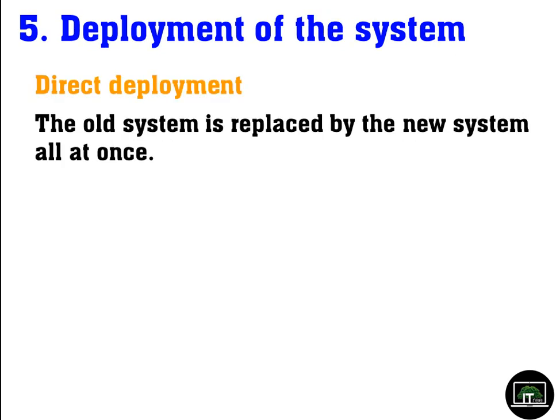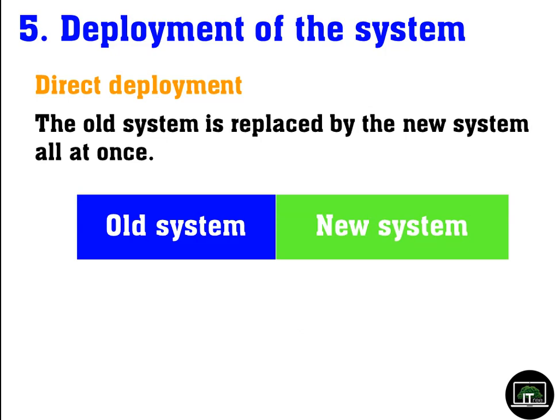Direct deployment. What is happening here? We stop the old system and start the new system immediately. We stop the whole system, then we start the new system immediately. There are some advantages here because we use the new system immediately. There are some drawbacks as well. If the new system is not good, what happens? It may be difficult to go back to the old system.